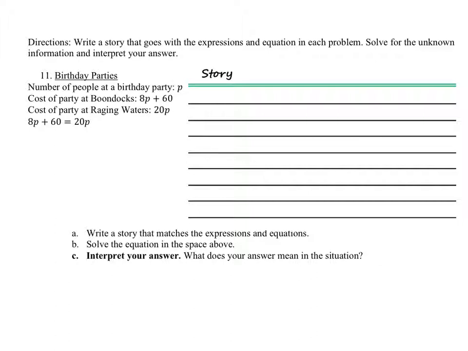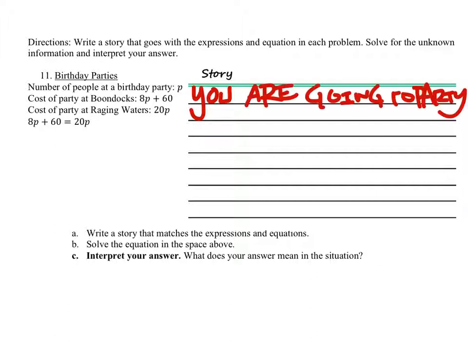So, our story, we'll just say is you. You are planning a party. And at your party will be P number of people. Actually, I'm not going to write that in. I'm going to skip all the way here to the bottom. So that's 8P plus 60 equals 20P.